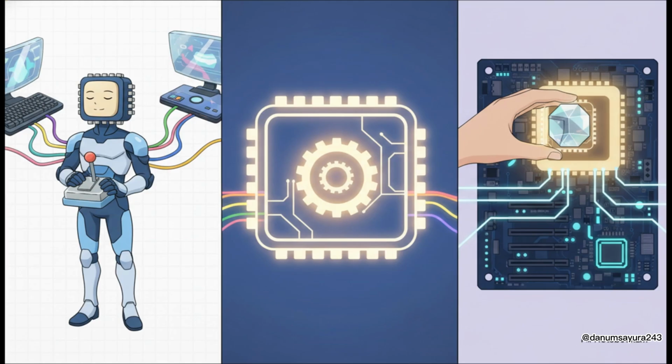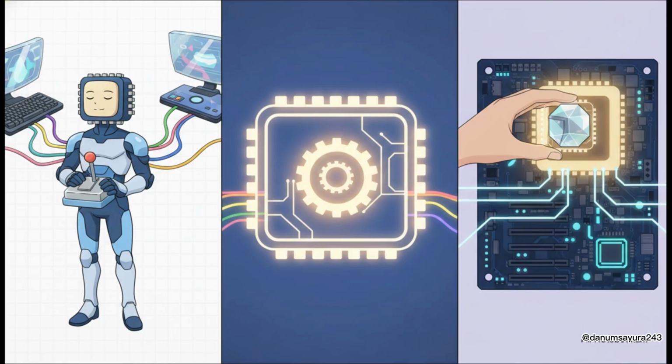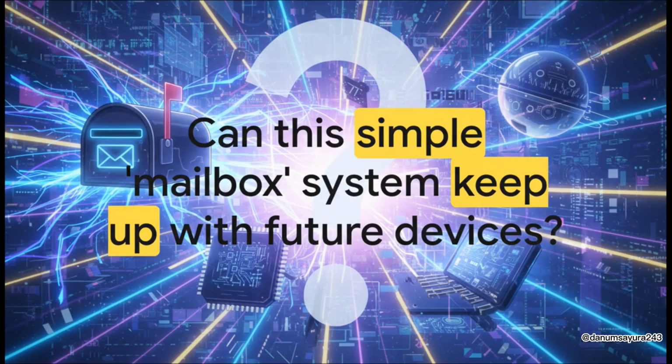And third, and this might be the most important one, it's massively scalable. I mean, you could invent some crazy new device tomorrow, and as long as the system can give it a mailbox, your computer already knows the basics of how to talk to it. It's future-proof. And that really brings us to the big final question.